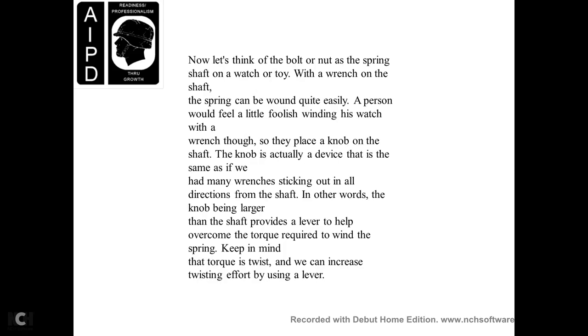Let's think of the bolt and nut as the shaft of a watch spring. With the wrench on the shaft, the spring can be wound quite easily. A person would feel a little foolish winding his watch with a wrench, though a knob on the shaft actually does the same thing, as if we had many wrenches sticking out in all directions from the shaft. The knob, being larger than the shaft, provides the lever to help overcome the torque required for winding the spring. Keep in mind that with torque, we can increase the twisting effort by using a lever.